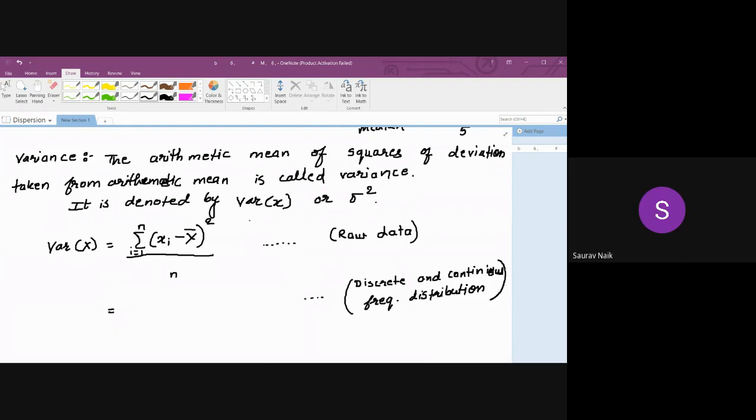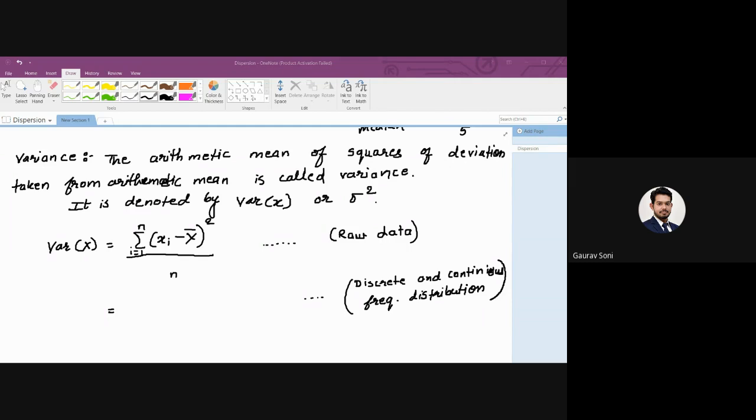Sir, we just need to add a frequency, I guess, in the numerator, nothing else. Along with this xi minus x bar whole square, I think we need to add frequency also. That is what I feel. And on the denominator also, it will be fi.